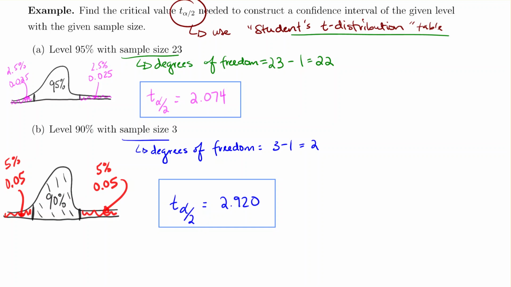So this T alpha over 2 value of 2.920 means this is negative 2.920. This is positive 2.920. We found the z-score. The z-score with area to the left, that's 5% of the curve, is negative 2.92. The z-score with area to the right, that's 5% of the curve, is 2.920. Similarly here, this z-score would be negative 2.074. This would be positive 2.074.